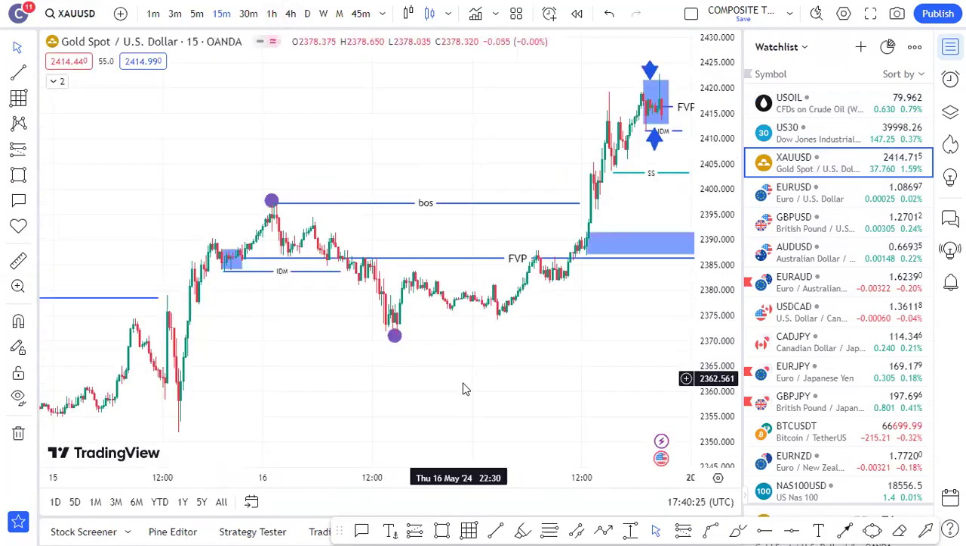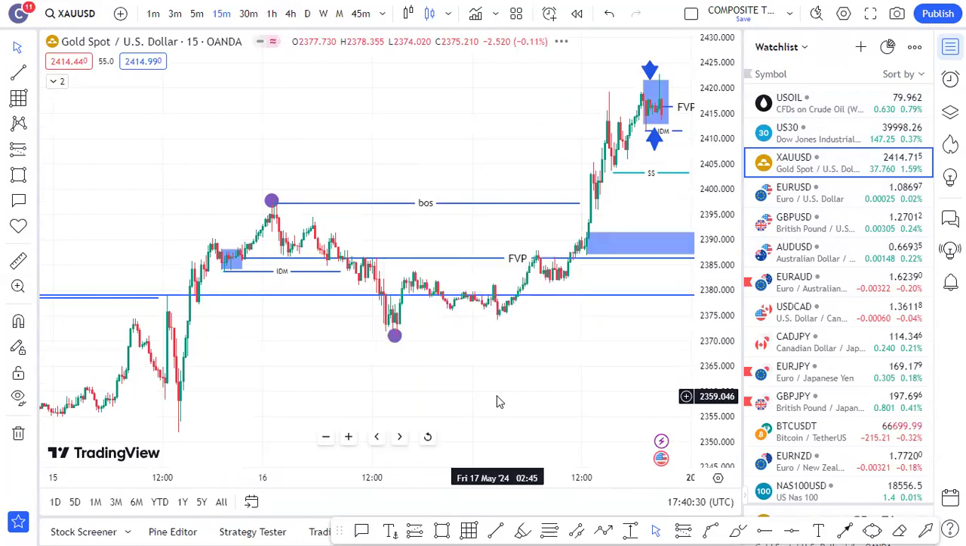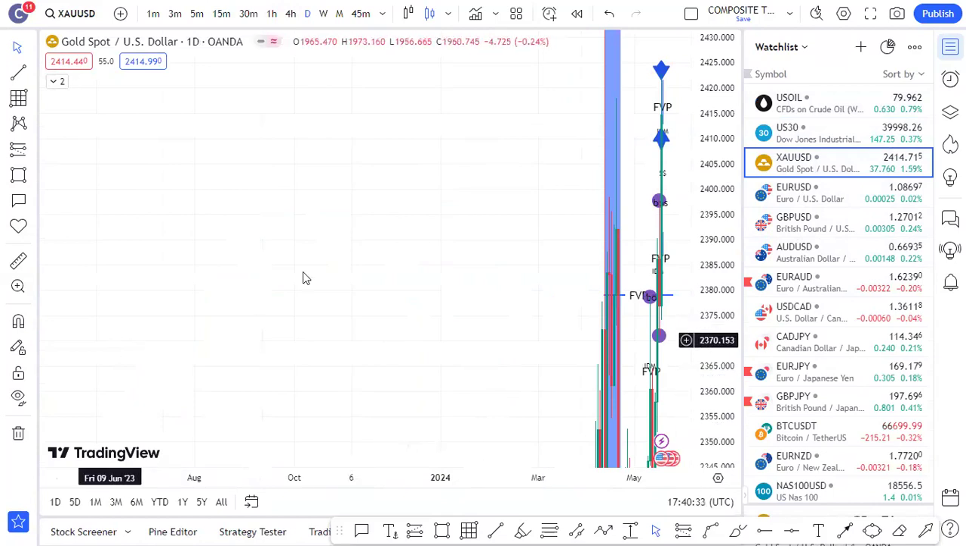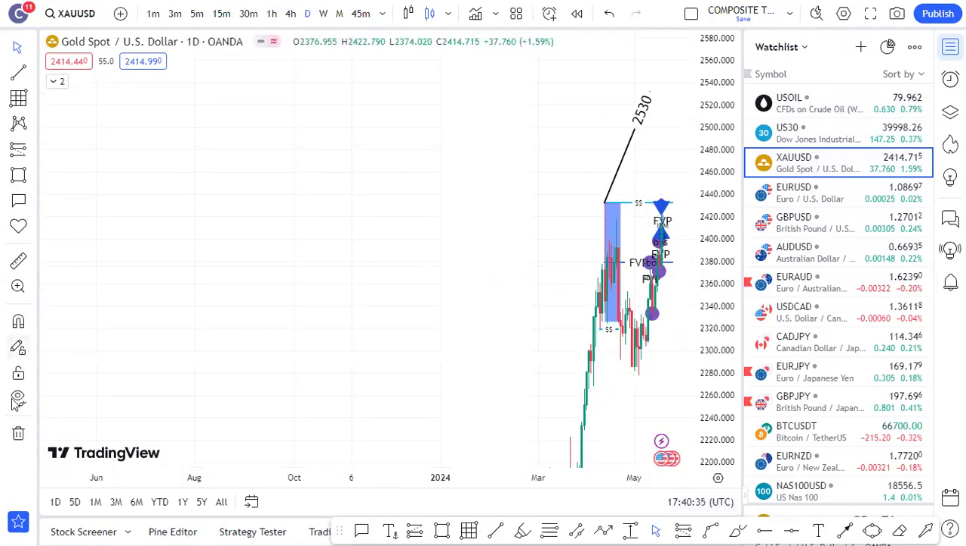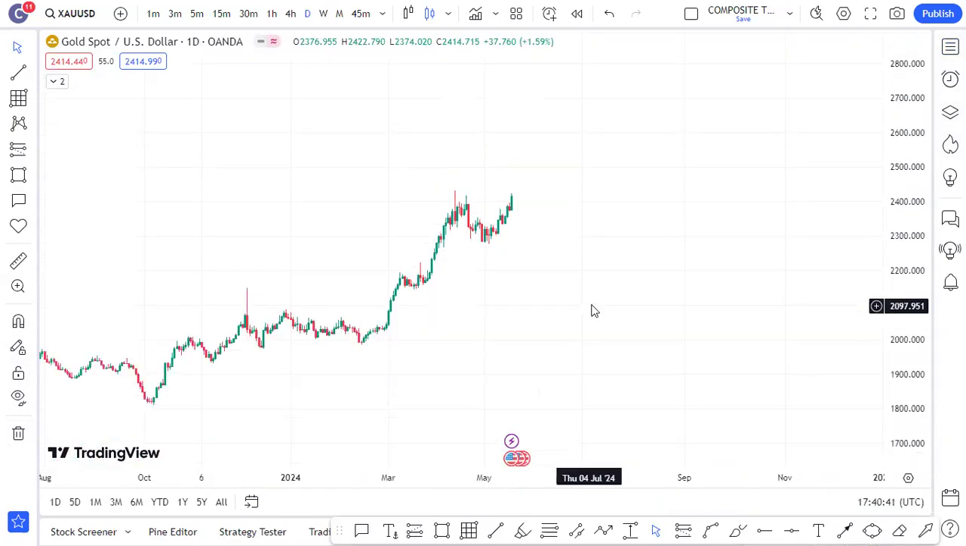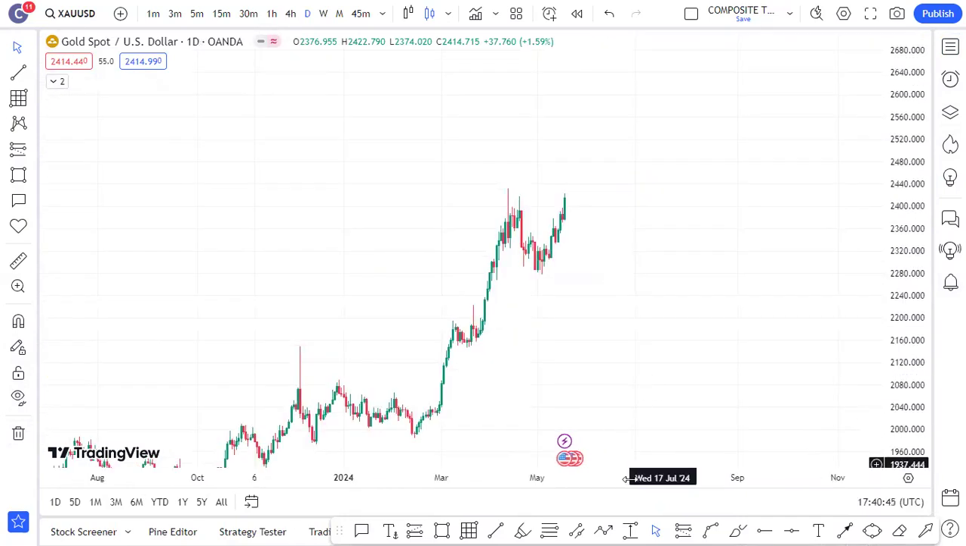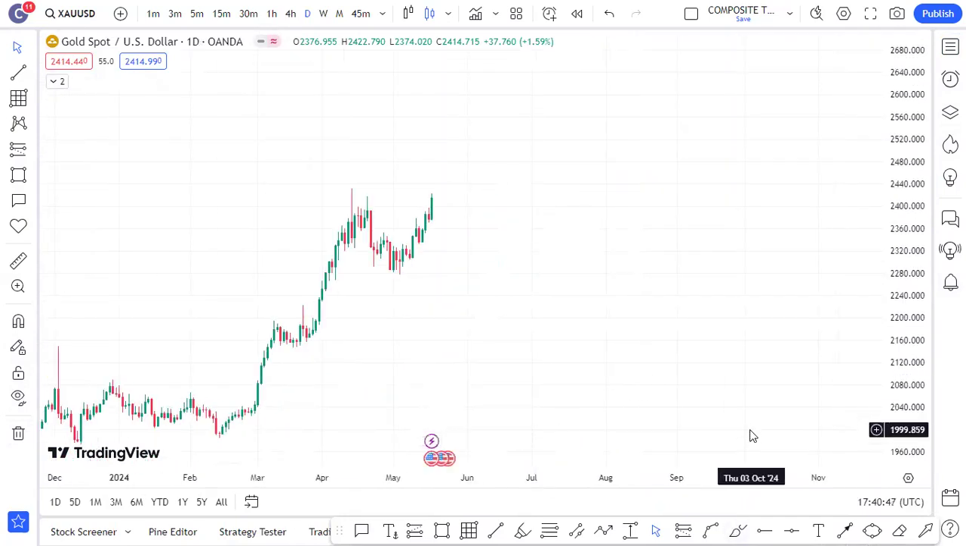My projection on gold. So from gold, we're going to check from the daily time frame. Daily time frame, as you can see, gold has been bullish, been pushing to the upside for a very long time. And what are we looking at right now in these coming days on gold?